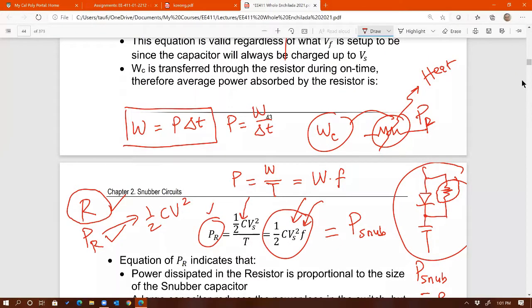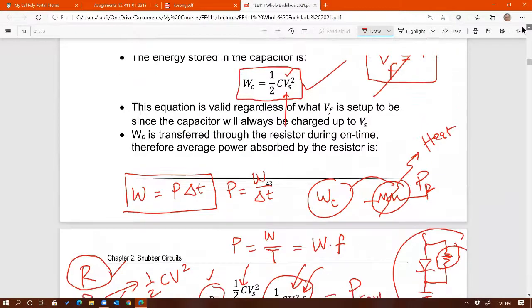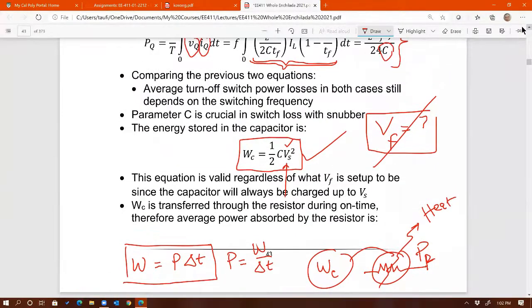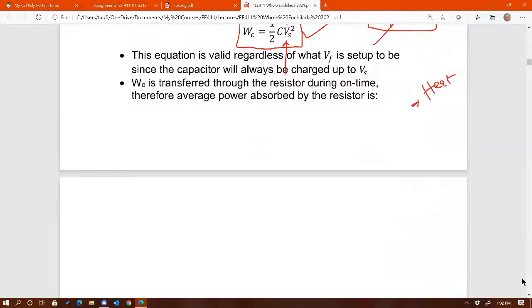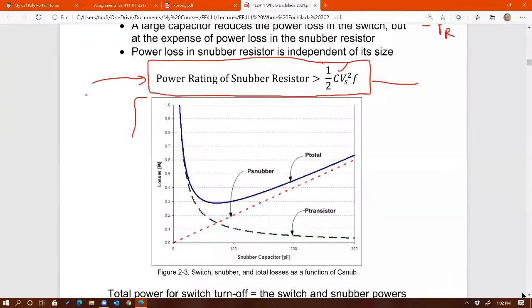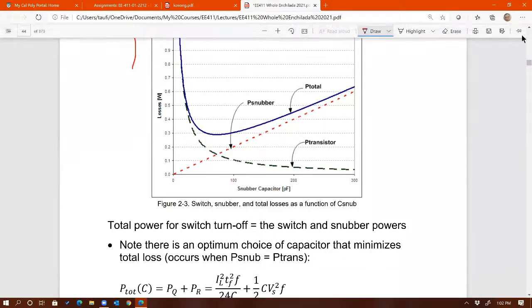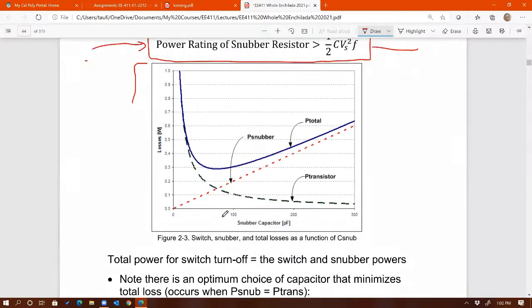You can also clearly see from the mathematical equations. But what I was going to say is that now that I have the two equations, PQ and P snubber, I should be able to plot them as a function of C, snubber capacity in picofarad, from 0 to 300 picofarad. And then on the y-axis, that's going to be the loss in watts.